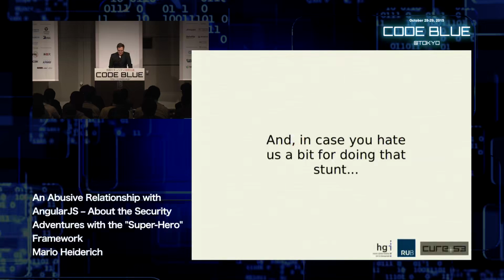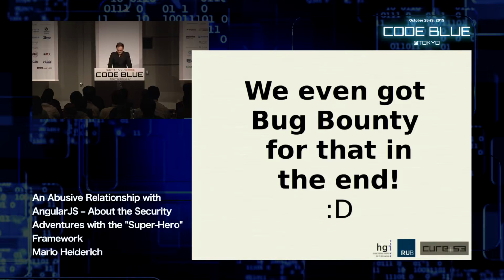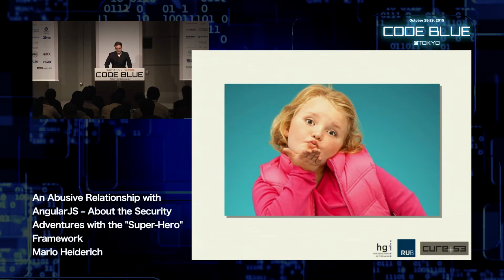But the funniest thing was in the end, because the AngularJS team really didn't like us for that. But the funniest thing was that we even got bug bounty. So we saw a bug. We realized that the fix would be a security problem. We filed that bug. We convinced them to fix it. We had them create an XSS for us. Then we told Google, and Google told them to fix that thing. They were angry, and in the end, we even got bug bounty. So now we are turning into Honey Boo Boo.